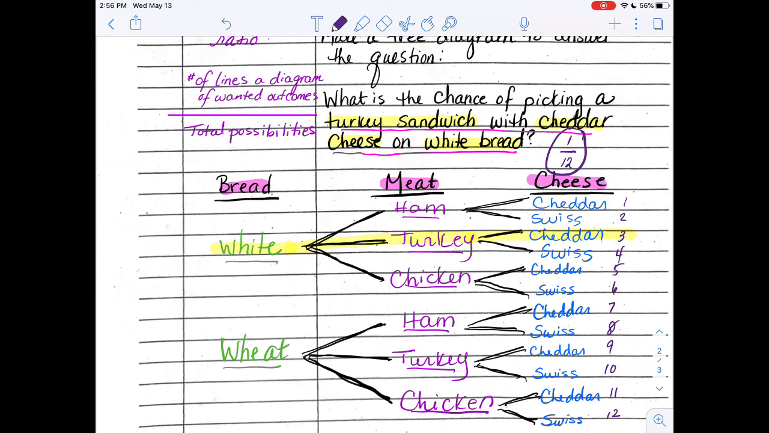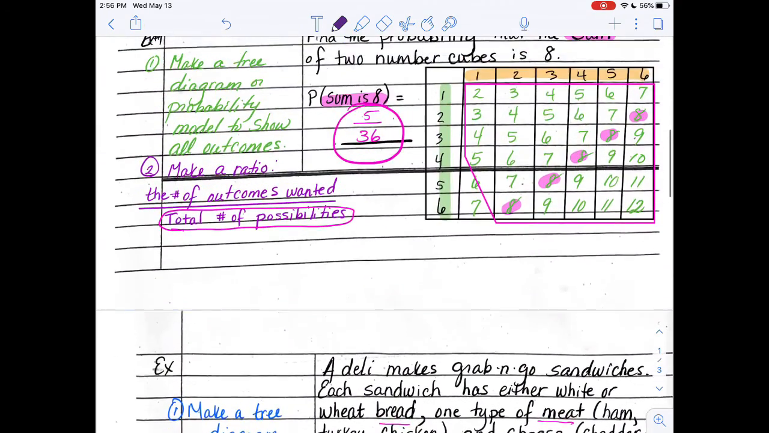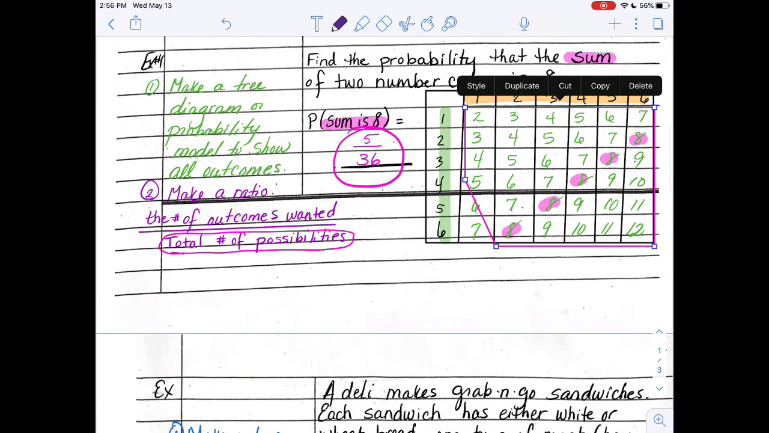So that's a beginning look of how we can use our probability models, and what exactly a compound event is, and how those nice little probability models can help us find those answers.